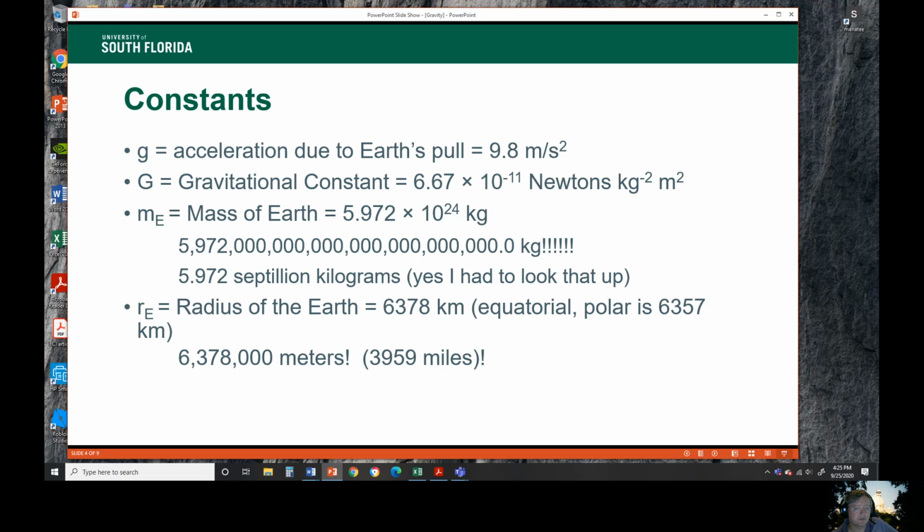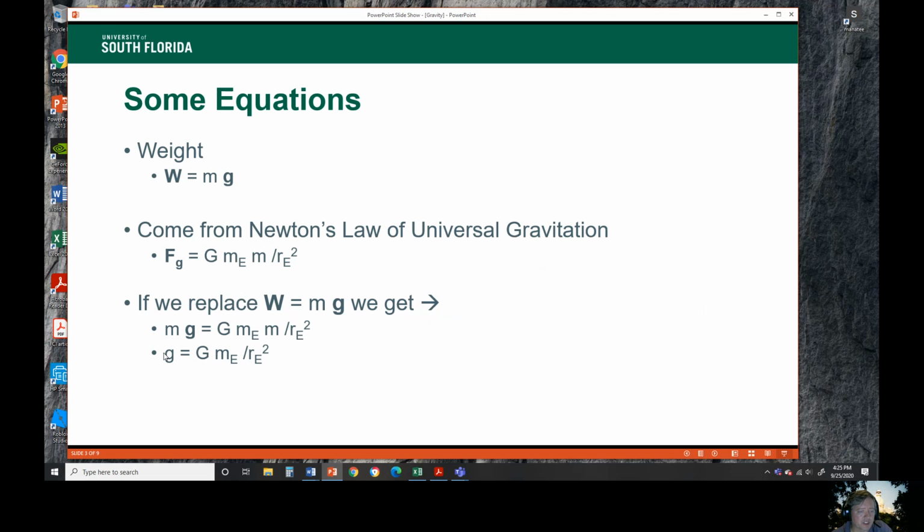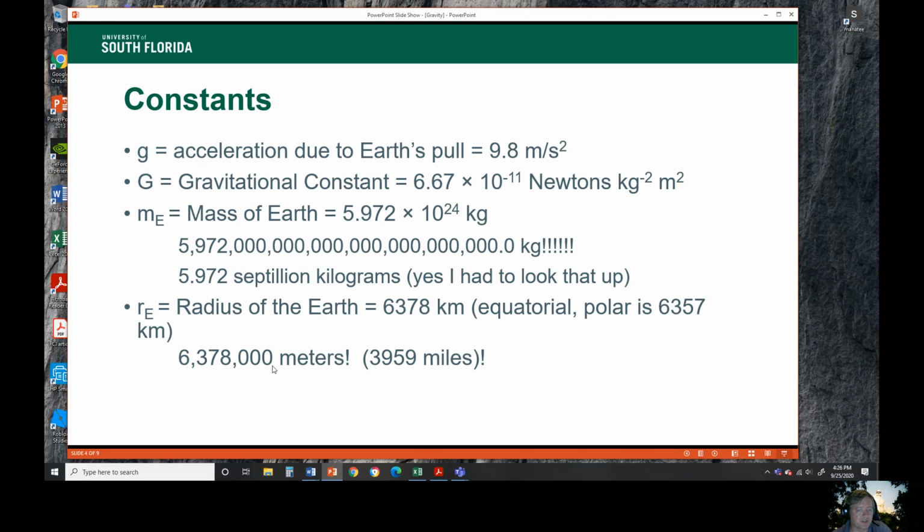R of E is the radius of the Earth, 6,378 kilometers. Now, what's interesting is that's the equatorial radius. The polar radius is actually slightly less. And you're going to find a little bit later that for Jupiter there's actually a 6% difference. It's a much bigger difference between equatorial and polar radiuses. But this equation is all constants. Nothing changes here on Earth. Little g is a constant, big G is a constant, the mass of the Earth is a constant, the radius of the Earth is a constant.